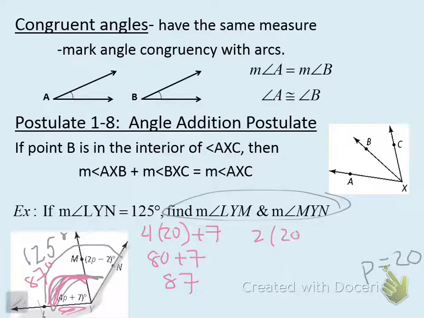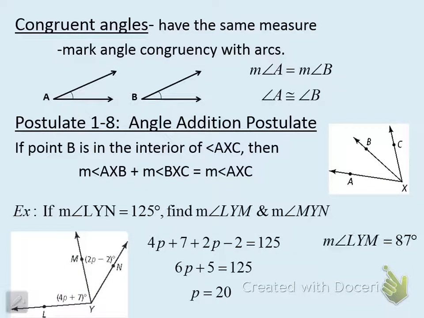Okay, let's do the other one. 2 times 20 minus 2. So 2 times 20 is 40. 40 minus 2 is 38. Okay, so this angle right here is 38. Okay, so that entire thing is supposed to equal 125. So if I take 38 plus 87, it should equal 125. Okay, so put that in your calculator, and it does. It equals 125.